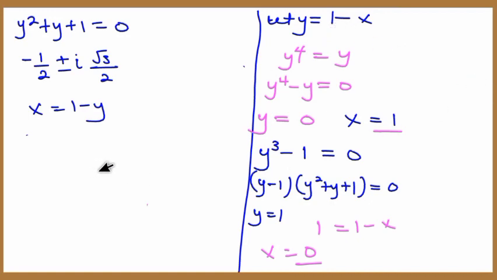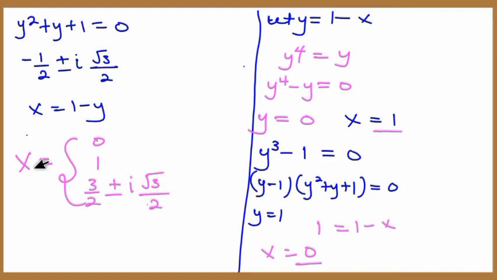Our final 4 solutions to the original equation will be x equals 0, 1, and 3 divided by 2 plus or minus complex root of 3 divided by 2. So this is our solution set for the original equation.